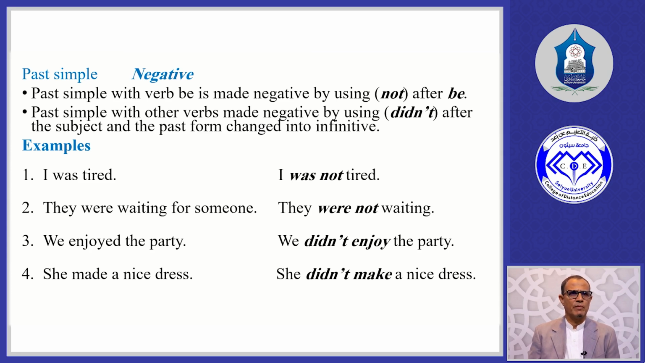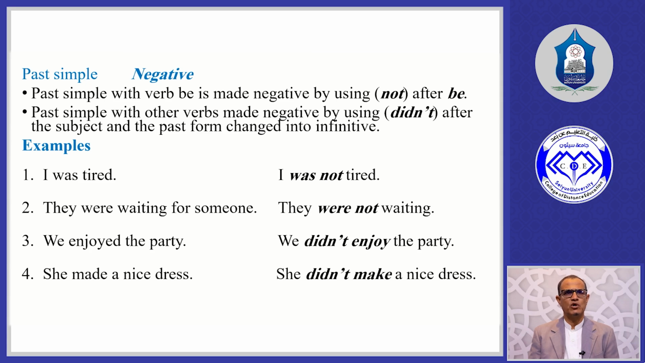I think it's an easy one. But now concerning the main verbs, like for example, we enjoyed the party, and we made a nice dress. These two sentences express the past, and also we have past verbs, enjoyed and made. So how do we make these sentences negative? In this case, we have to use didn't after the subject and before the verb, and we have also to change the verb into the infinitive.